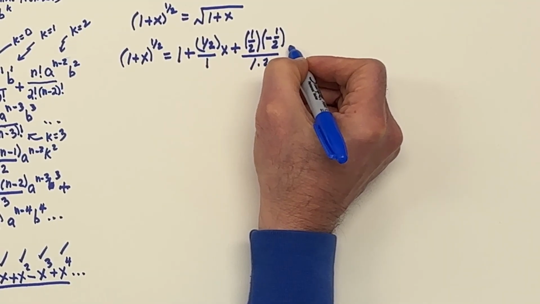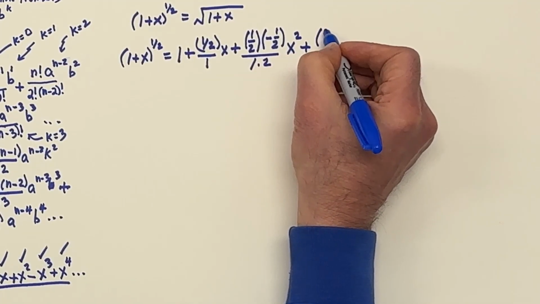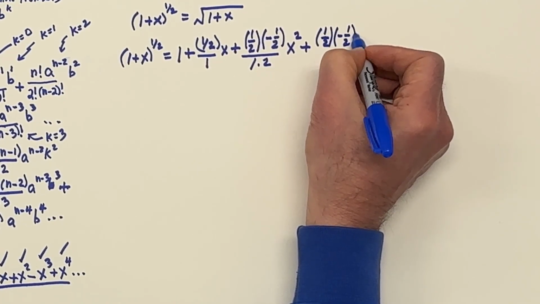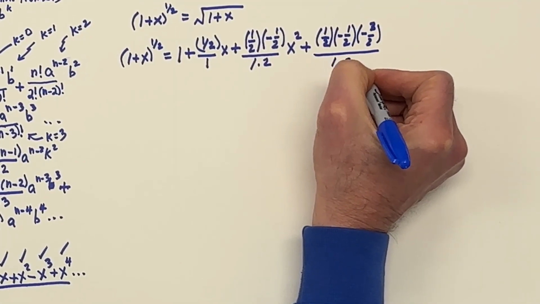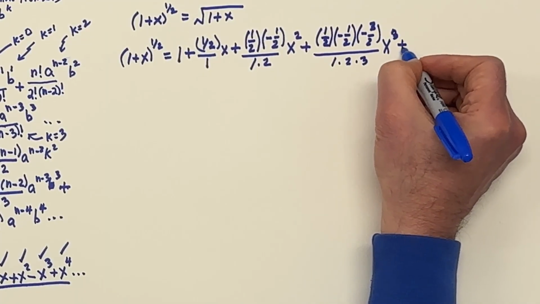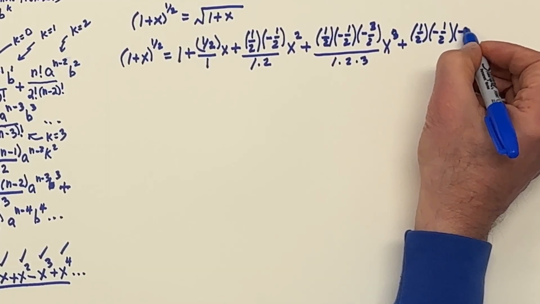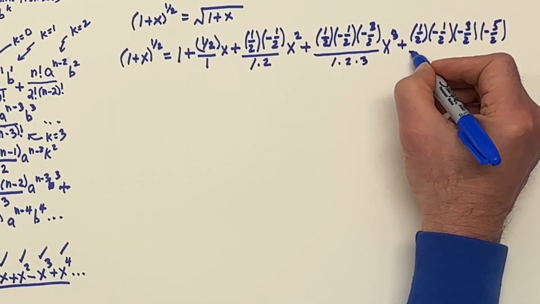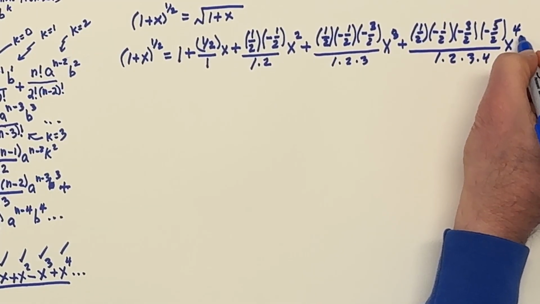We're using my prescription here, my memory trick, x squared, and then here we have 1/2. Count backwards, -1/2, one more time, -3/2, and then count forward, 1 times 2 times 3, x to the cubed, and we'll do one more, 1/2, -1/2, -3/2, -5/2, and then we'll go 1, 2, 3, 4, and that's x to the 4th power.